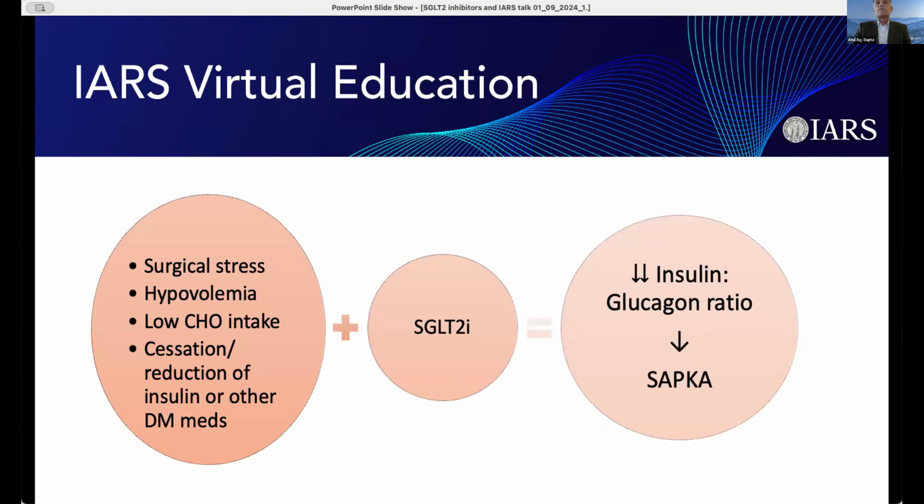However, surgical stress, hypovolemia, low carbohydrate intake, cessation or reduction of insulin or other diabetes medications, combined with continued SGLT2 inhibitor use, can further decrease the insulin-glucagon ratio and can increase the risk of SAPCA. Next slide, please.